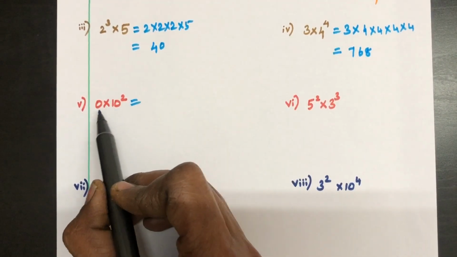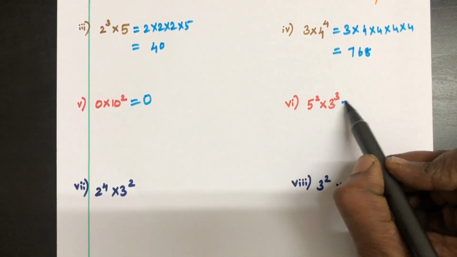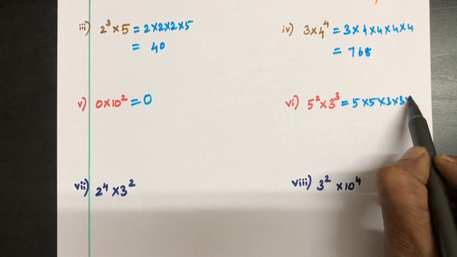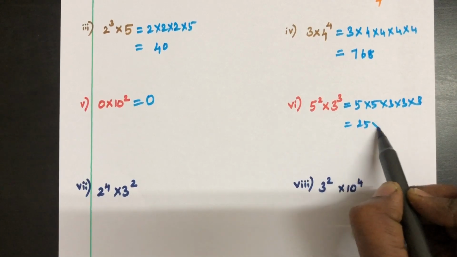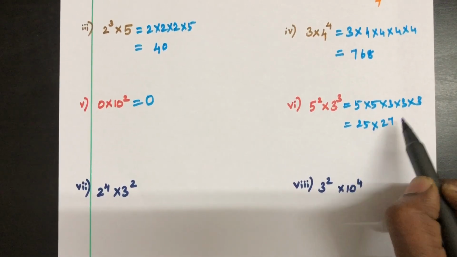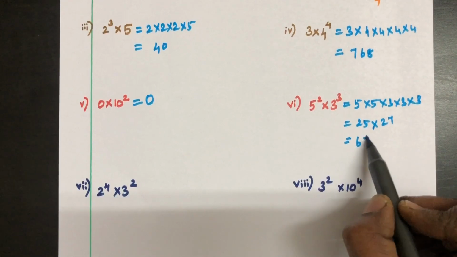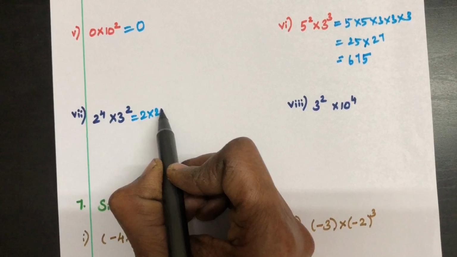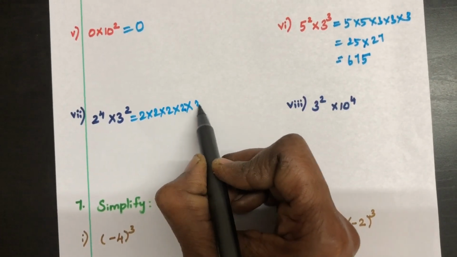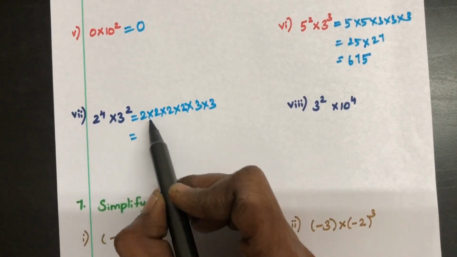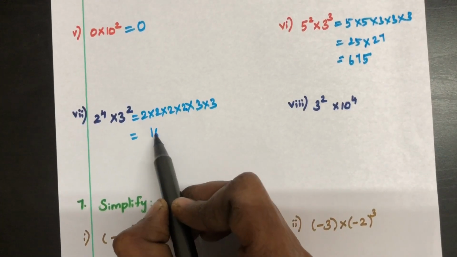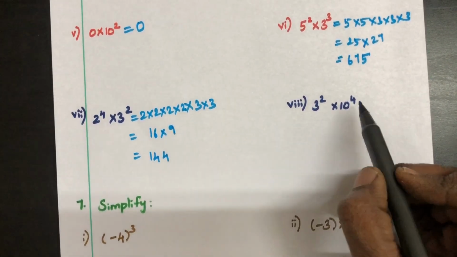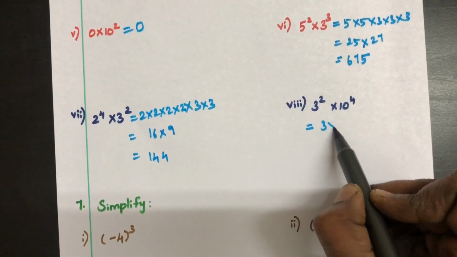0 into 10 square. Anything with a 0 gives us 0 only. Now 5 into 5 into 3 into 3 into 3. This is 25 into 3 3s are 9, 9 3s are 27. This gives us 675. Now 2 power 4. 2 into 2 into 2 into 2 into 3 into 3. This is 2 2s are 4, 4 2s are 8, 8 2s are 16 into 9. This gives us 144.